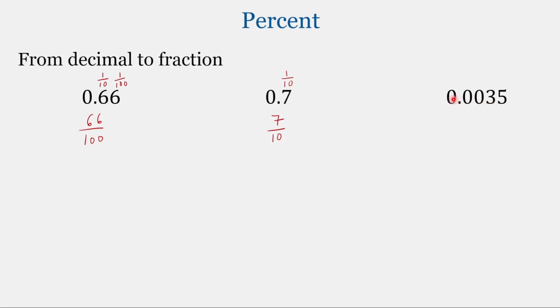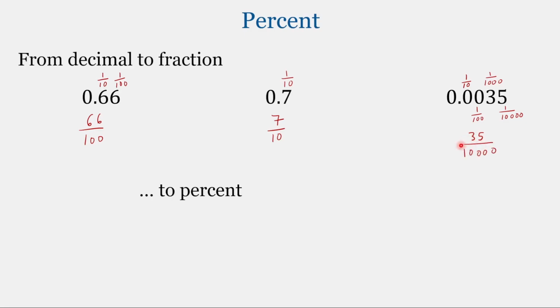And for this third problem, we have 0.0035. So we have a 0 in the 1 over 10 place. We have a 0 in the 1 over 100th place. We have a 3 in the 1 over 1,000, or thousandths place. And then a 5 in the 1 over 10,000, or 10,000ths place. So this is 35 10,000ths. So as a fraction, we'd write this as 35 all over 10,000.